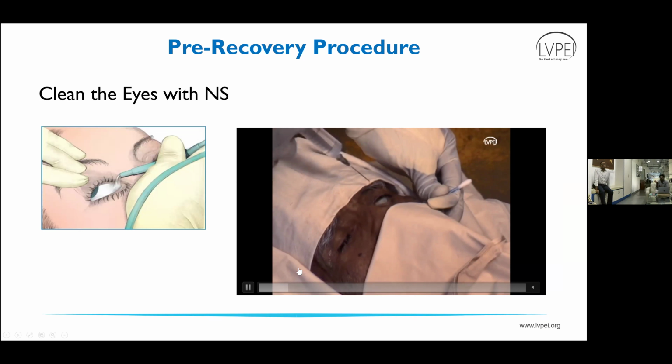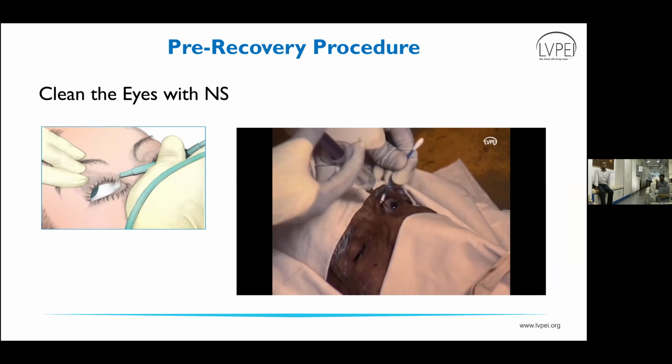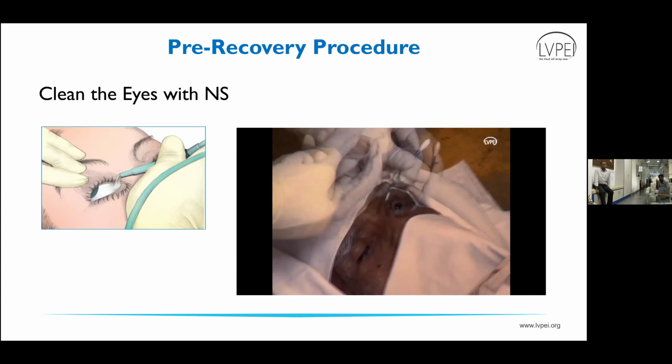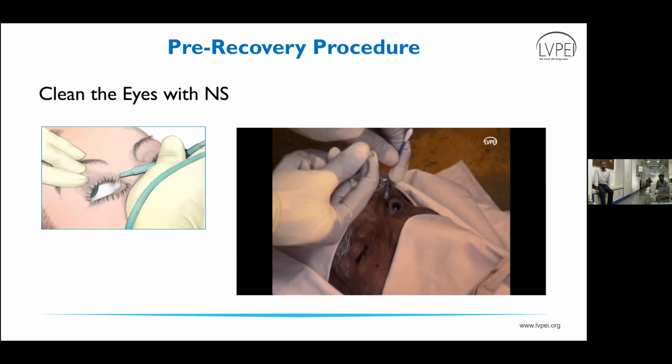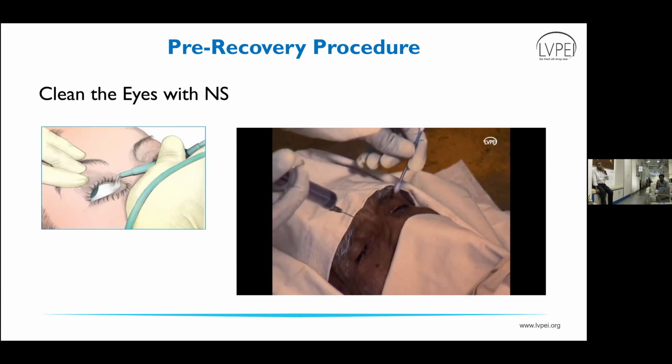We have to hold the normal saline bottle at a 45-degree angle and flush the eye, lower conjunctival sac and upper conjunctival sac thoroughly, and make sure that all the debris and particles flush off from the eye through the lateral canthus. Similarly, we need to do the other eye also.